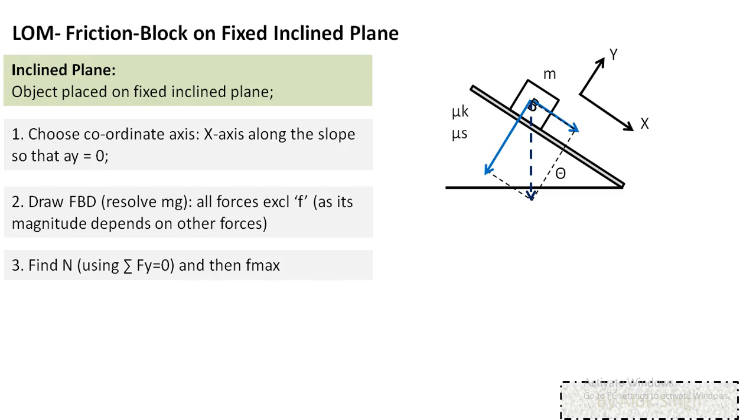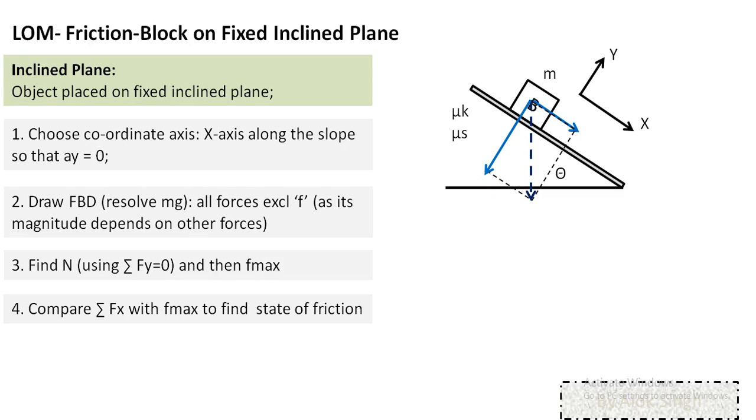Then after drawing the free body diagram, we find the value of the normal reaction using the equation summation of force in the y direction has to be equal to 0. And once we have the value of the normal reaction, we can find out the maximum possible friction force F max, which will be equal to the coefficient of static friction times the normal reaction.